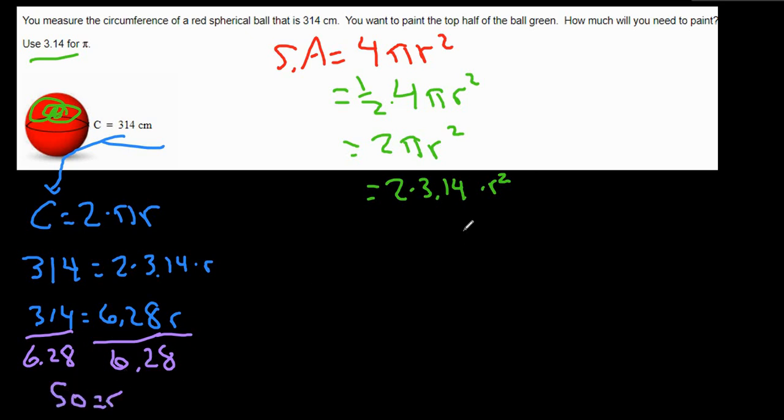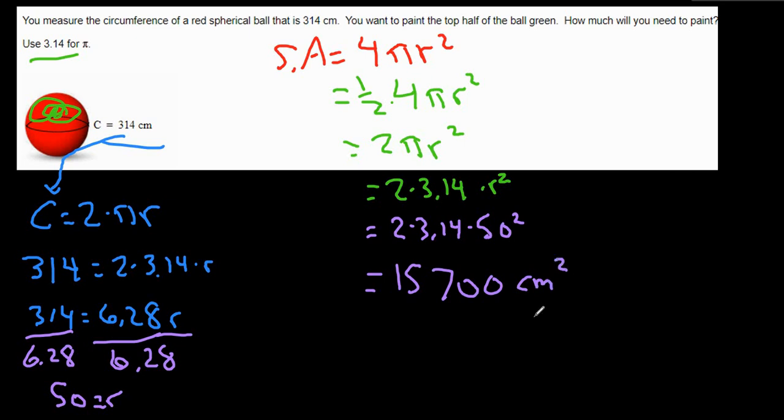So now I can put that value into the equation on the right in the green. So it's going to become 2 times 3.14 times 50 squared. And when I use the calculator, I got 15,700. And this will be centimeters squared since we're looking at area.